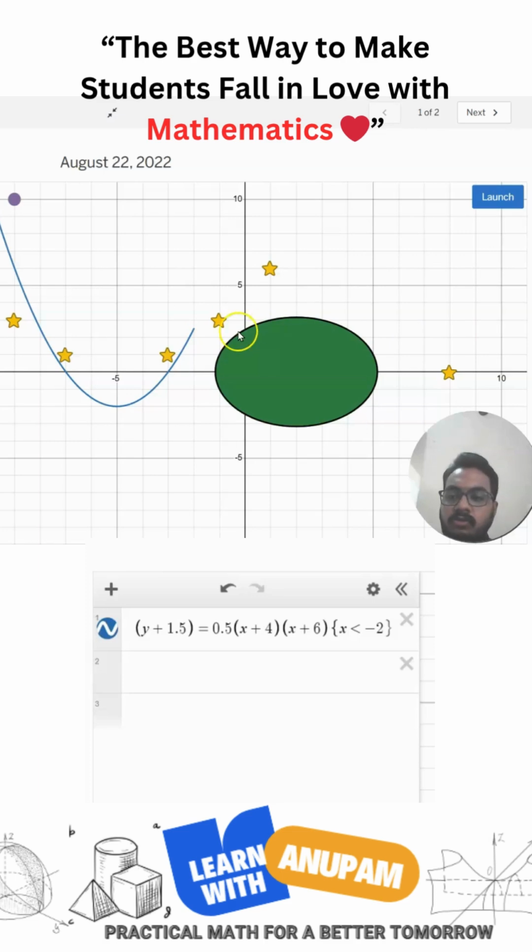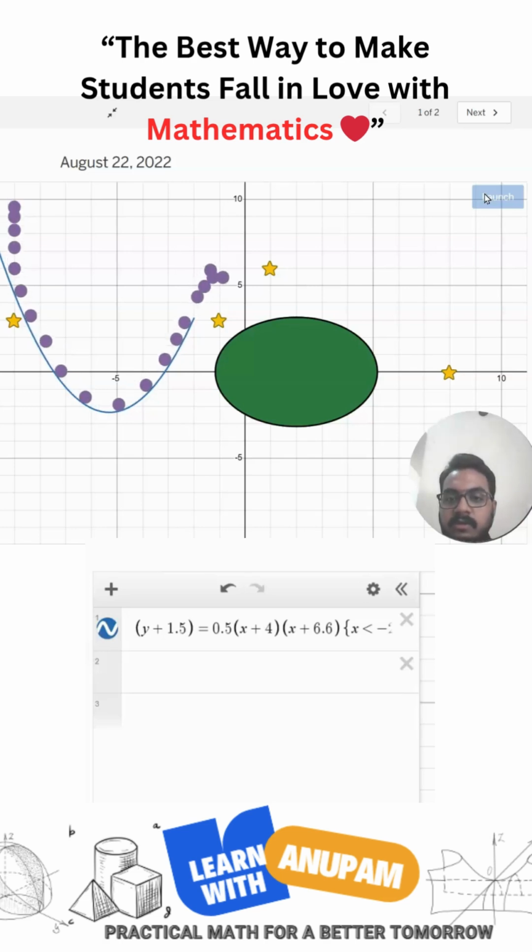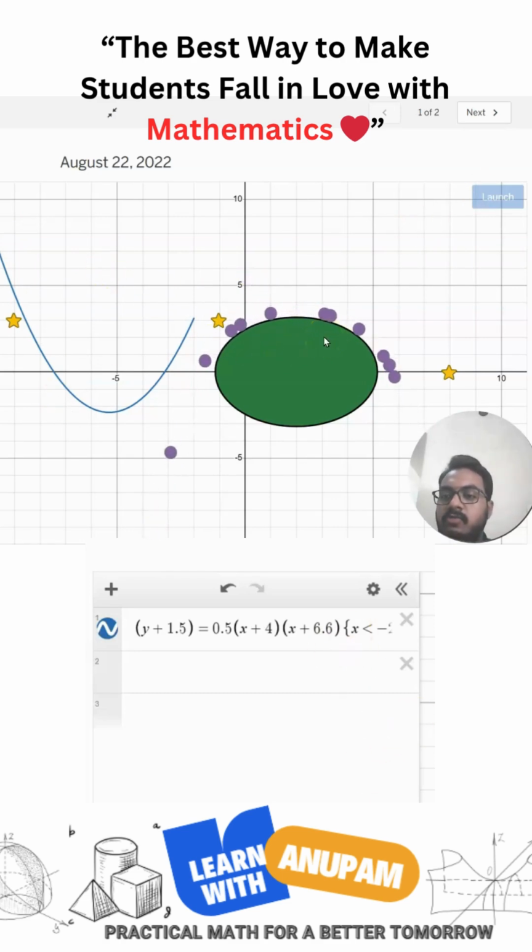So what to do now? Again we need to modify this. Instead of 6, let us take 6.6 and see if it works. So here we are able to collect 3 only. What other modification can we do? We can take one line from this point of the ellipse till this star. We can make one point for the line.